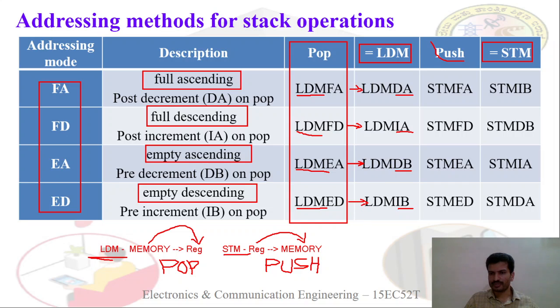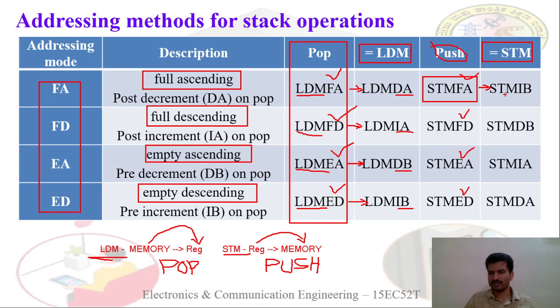So this is the push operation. Push operation means you are using STM. So we need to use the same addressing mode. If you use FA here during the pop, for push also you should use FA. If you use FD, here also FD. If you use EA here, EA in push also. So your LDM ED during the pop operation, during the push STM ED. So instead of that, we can write STM FA, so we can write STM IB.